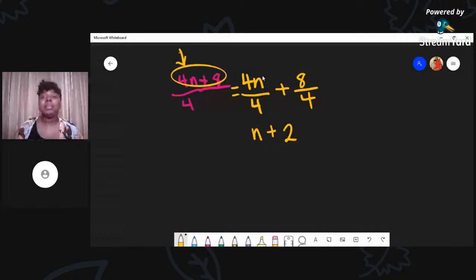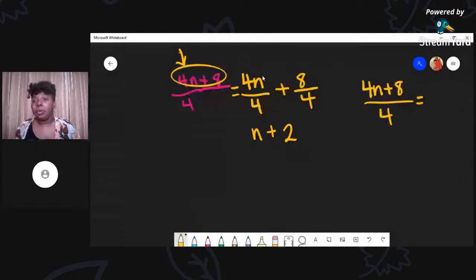Good. And let's say the problem was 4n plus 8 divided by 4 equals n minus 1, right? So knowing that I can divide both of these by 4 is going to help you solve this problem.